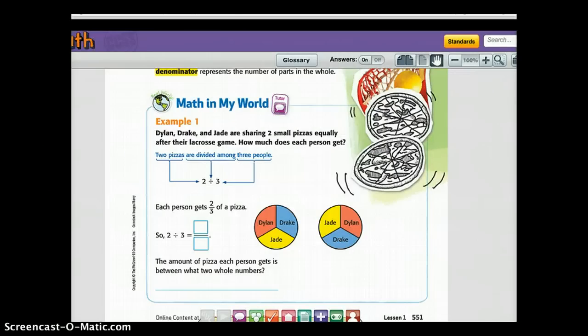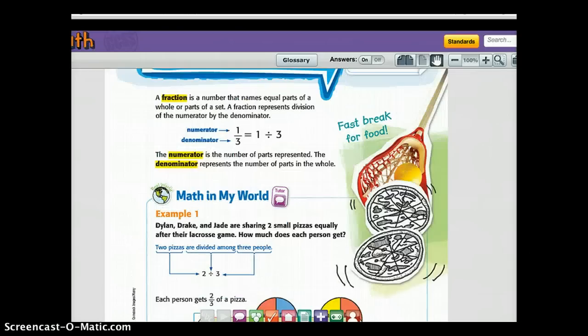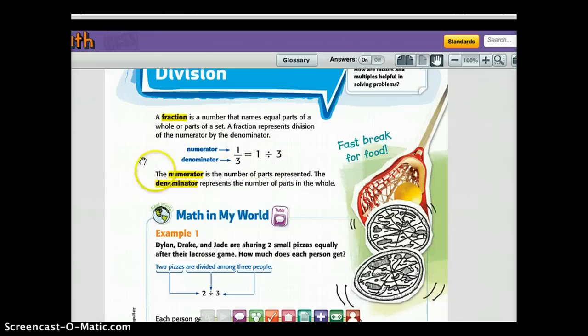All right, so let's take a look at this in your book. I am on page 551. So at the top here, it tells you about fractions, and numerators and denominators. Like they said in the video, the numerator is the number of parts represented, and the denominator is the number of parts in the whole. So the number of parts you made total.